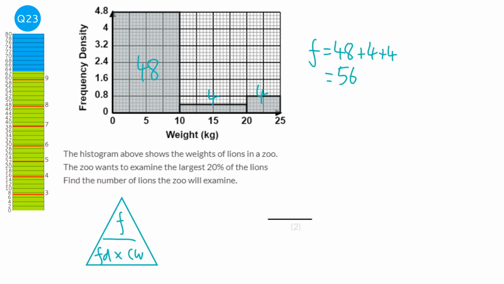So 56 lines in total, and they only want to see the largest 20%. So we're just going to work out 20% of 56, which we can do by multiplying it by 0.2. And that'll give us 11.2. Now you can't have 0.2 of a line, so we can just round that to 11.